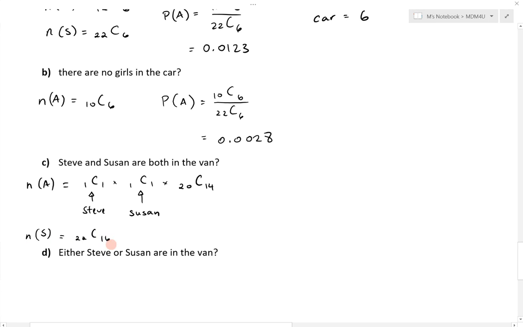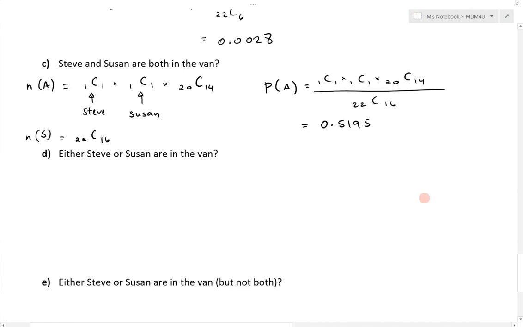So my probability is going to be 1 choose 1 times 1 choose 1. Again, you don't have to include the 1 choose 1s, but it may help you with your thinking. 20 choose 14 divided by 22 choose 16. And that's going to be 0.5195, about 52% probability.